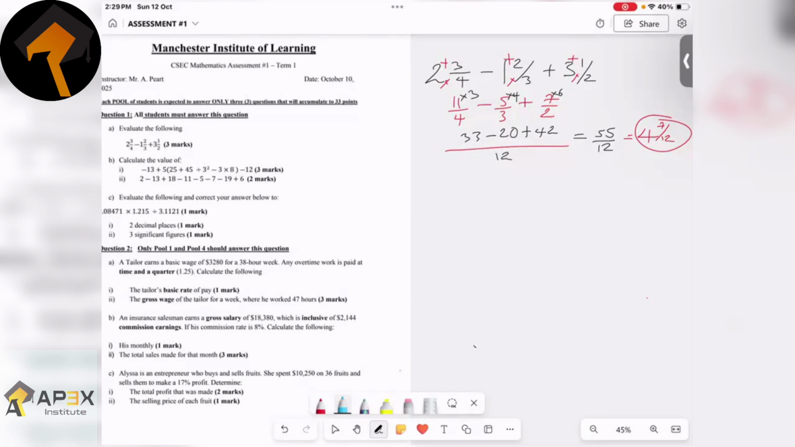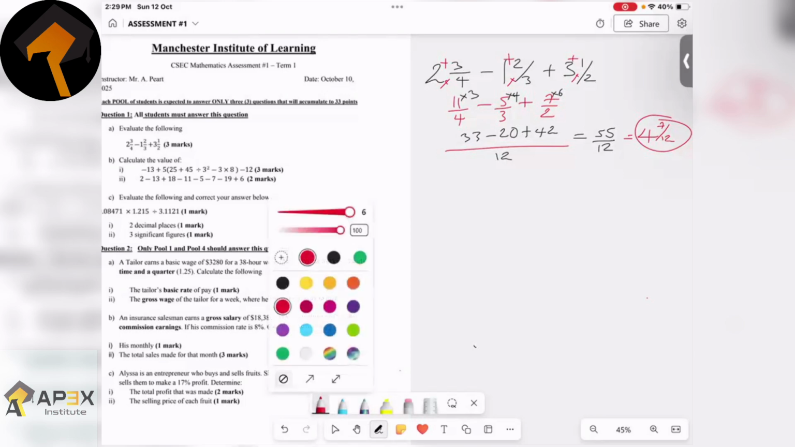All right. So make note of that, guys. If you have gotten that right, thumbs up to you. And if you've gotten it incorrect, make the necessary corrections and ensure that this does not reoccur in your second assessment. All right. Let's move on to the next question.